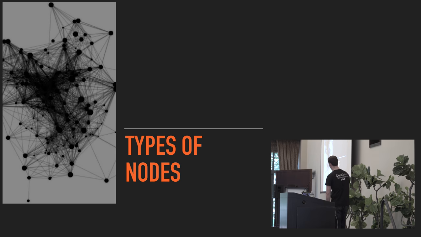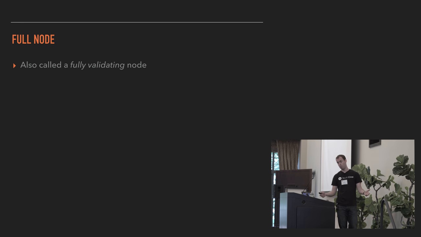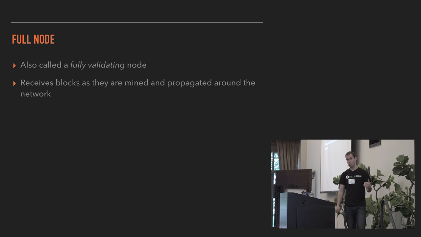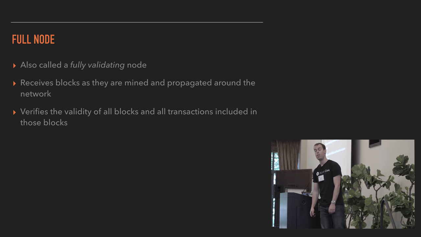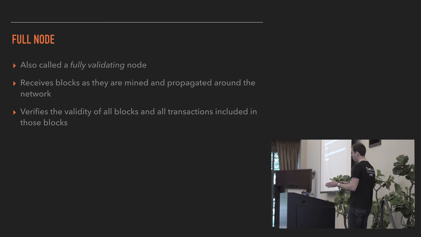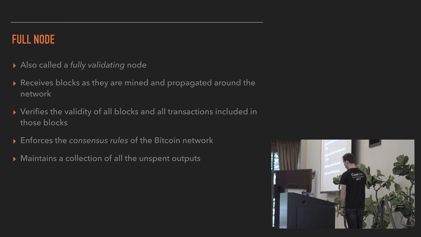Okay, let's talk about different types of node on the network. First of all, the gold standard is a full node, otherwise known as a fully validating node. That's because it validates all of the consensus rules of Bitcoin. It receives blocks as they're mined and propagated. It verifies the validity of those blocks. It verifies that all of the transactions in that block are valid and are spending unspent outputs. And it enforces the consensus rules of the Bitcoin network. What it needs in order to do that is to keep a collection of all of the unspent outputs. That's the set of information that we're interested in.